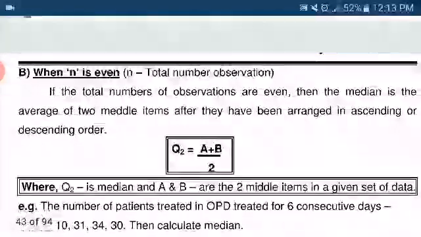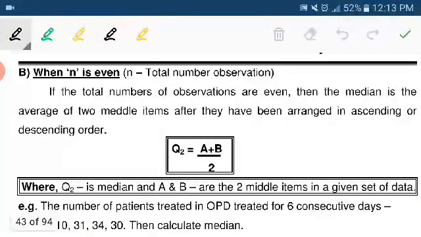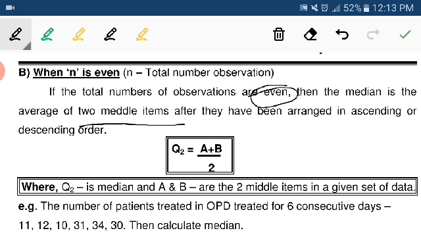Second, when n is even, then the median is (a plus b) divided by 2, where a and b are the two middle items in the given set of data. If the total number of observations is even, then the median is the average of the two middle items after they have been arranged in ascending or descending order.